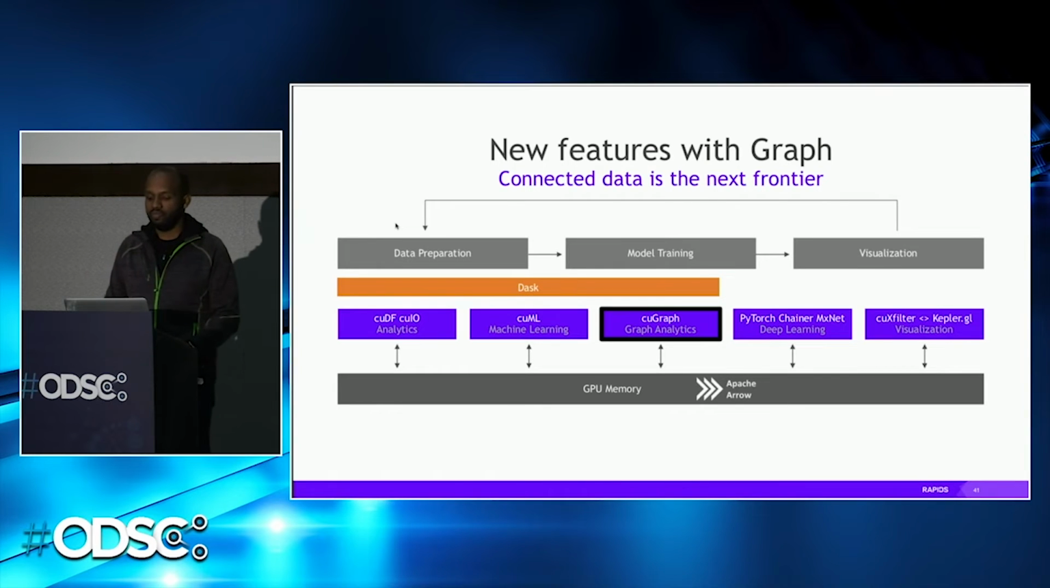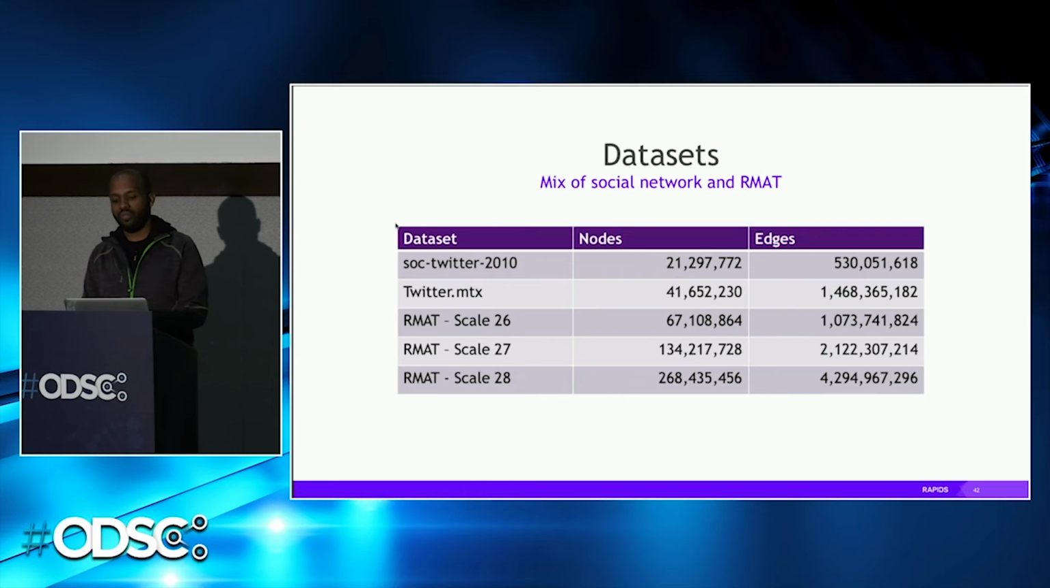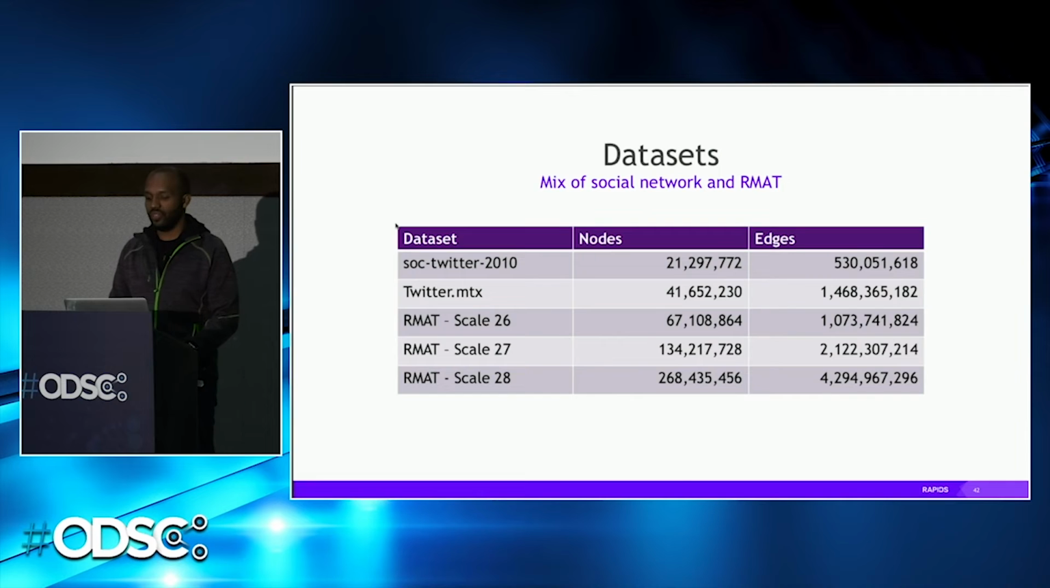And finally, cuGraph. So here are just some different data sets, a few tens of millions of nodes, hundreds of millions of nodes, a few billion edges.